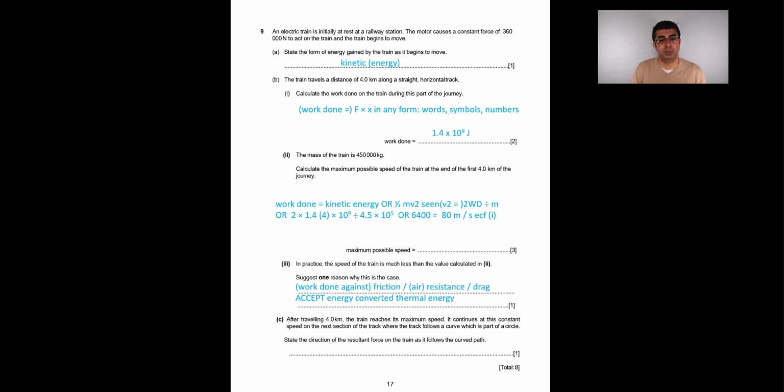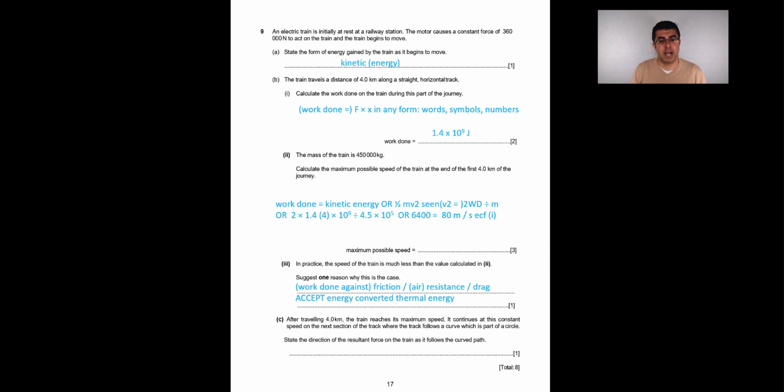In practice, the speed of the train is much less than the value calculated in part 2. Suggest one reason for this. Case in point, energy is being lost to the surroundings, such as air resistance, more likely friction, or you could have summed it up as drag as the train moves through the air. Because we know when an object moves faster through the air, the force of air resistance increases, but here we're not asking about the force. We're really talking about the energy that's being converted or lost.